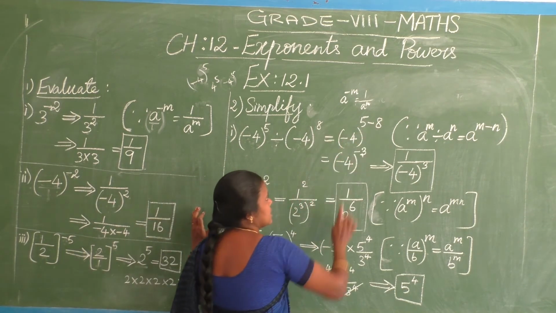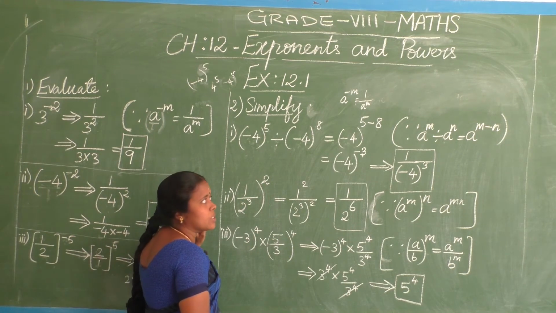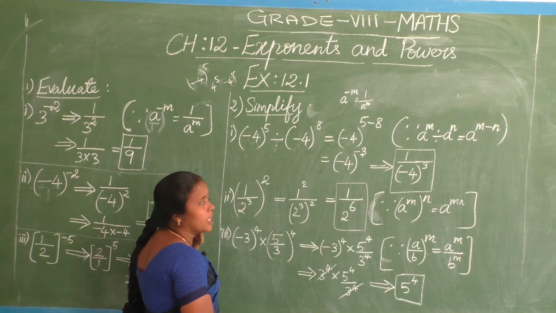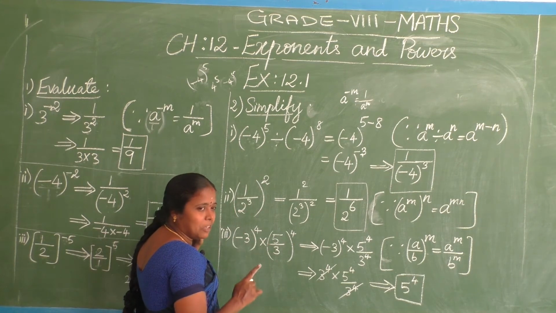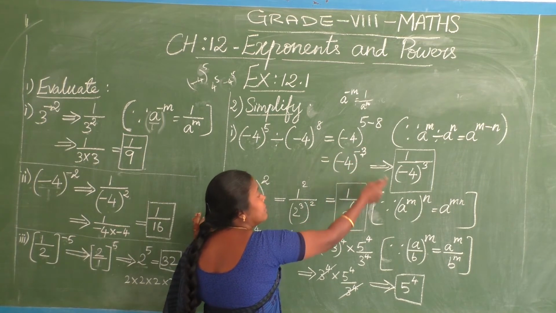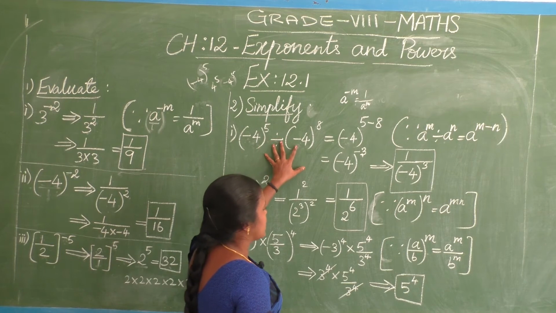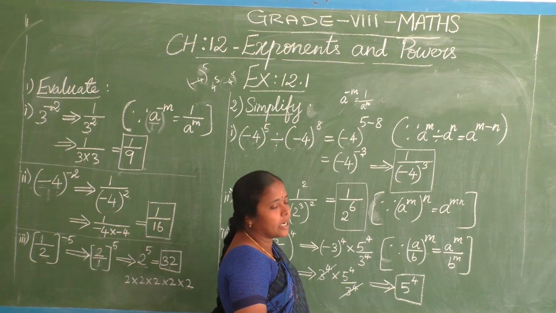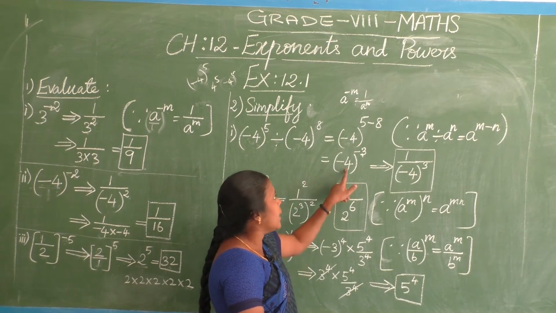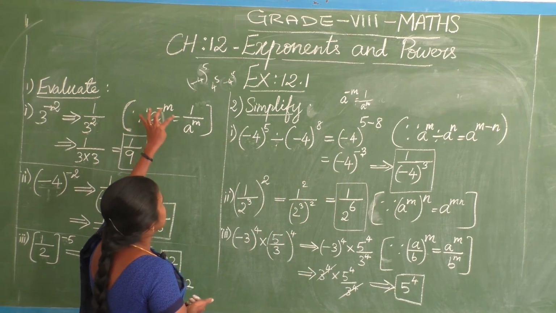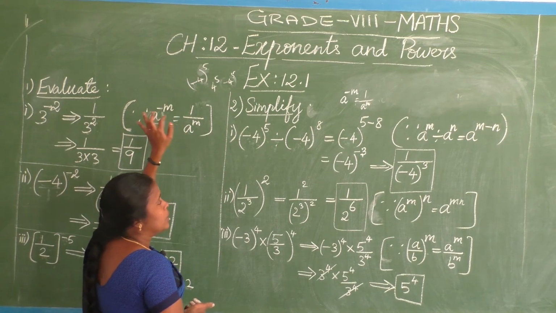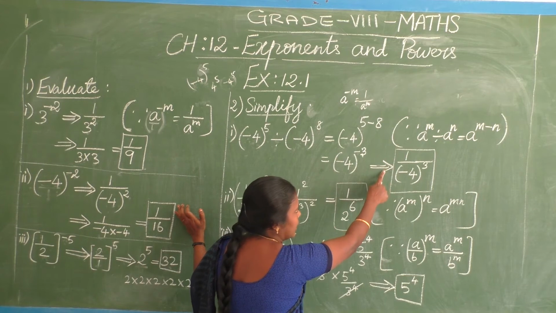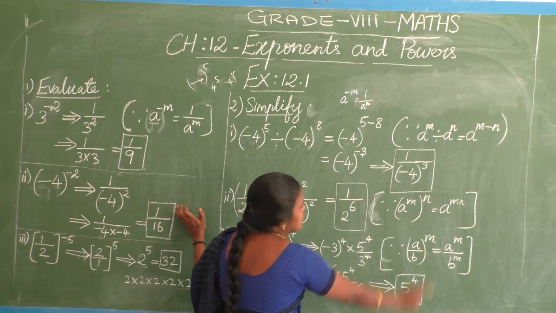Plus 5 minus 8, integer calculation, what comes? Minus 3 only. Minus 4 the whole power minus 3. Is the sum over? No. What they said in the heading: simplify the given question and express the answer in power form with a positive exponent. We have simplified it and written it in power form, but our exponent is negative, so change it into a positive exponent. How? A power minus m is equal to 1 by a power plus m. Using this law, minus 4 the whole power minus 3 becomes 1 by minus 4 the whole power plus 3.